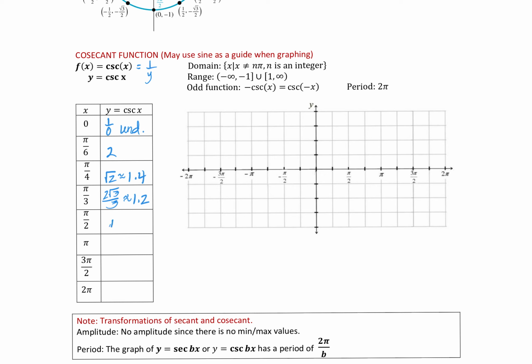At pi over 2, sine is 1, or y is 1, so 1 over 1 is just 1. And then at pi, it's going to be 1 over 0. So we have undefined again. At 3 pi over 2, it's 1 over negative 1. So that's going to be negative 1. And at 2 pi, it's 1 over 0. So we have undefined.